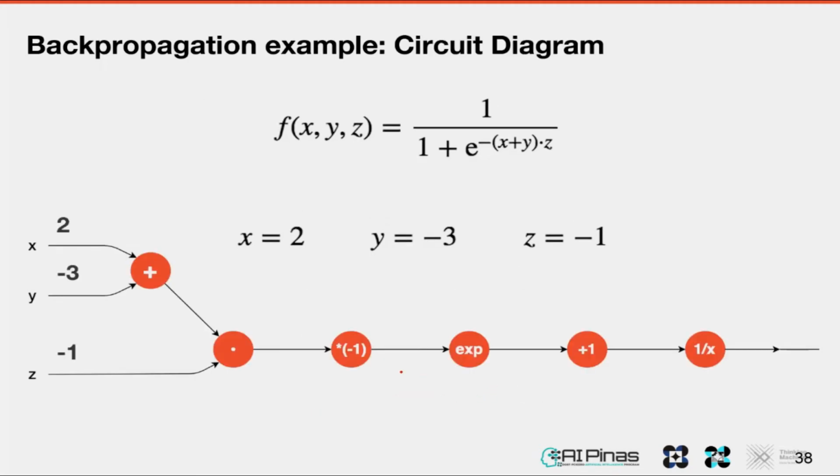Breaking down the function into its most basic parts and in PEMDAS order, you can draw this circuit diagram. Let's begin with the forward pass. So 2 plus -3, you get -1. And doing these intermediate steps here, you get 1 and -1.